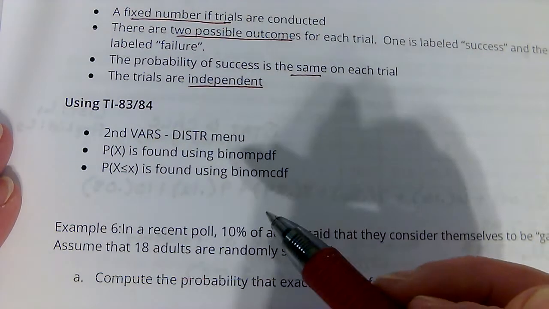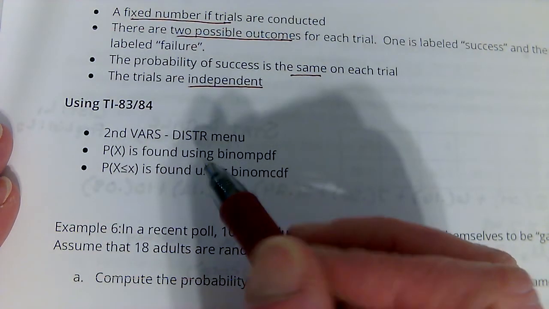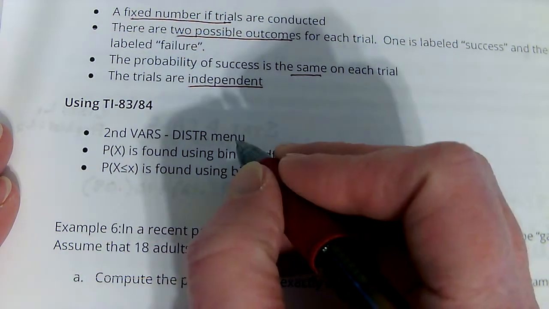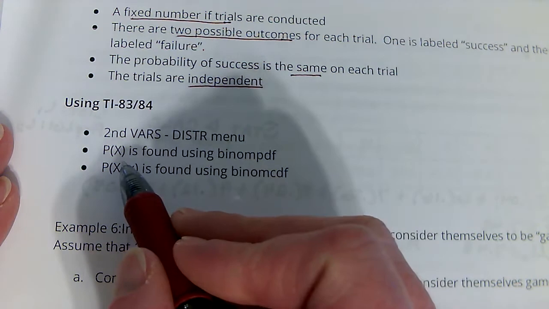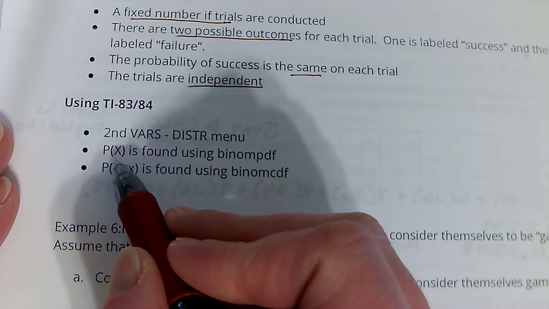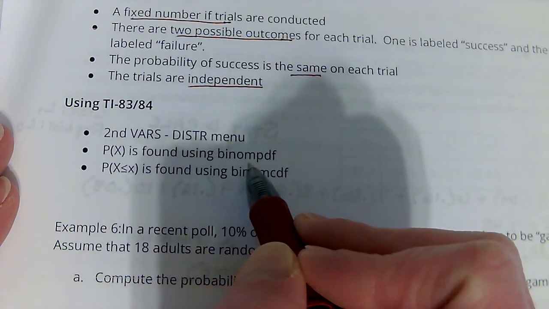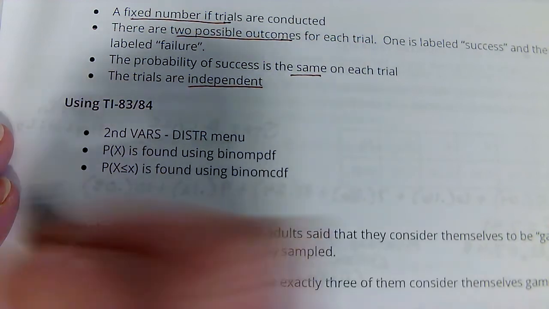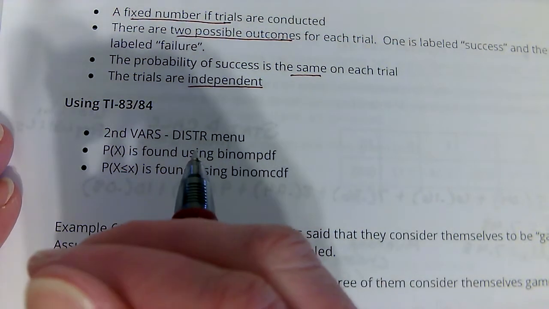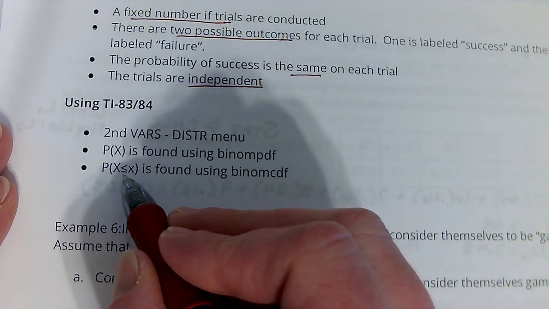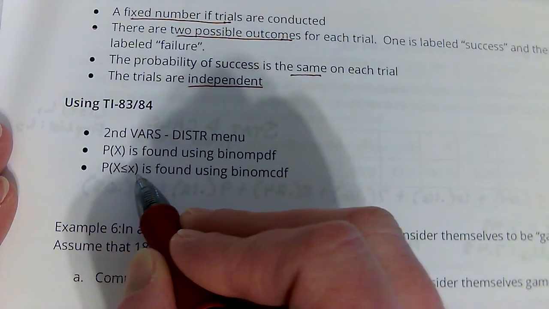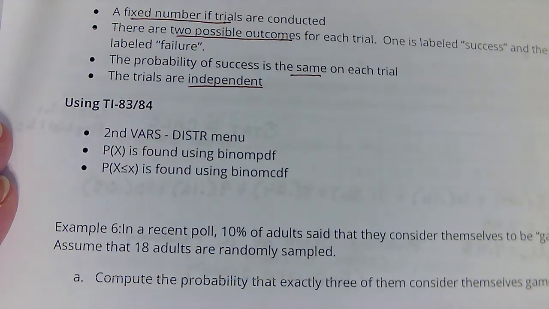Now, this can be done in the calculator. So this is going to be in the distribution menu, and I'll show you that in a second. If we're looking for the probability of something happening, it's going to be Binom PDF. And if we want the probability that it's less than something, it's CDF. I don't know where the C comes from. Don't ask me. Okay.